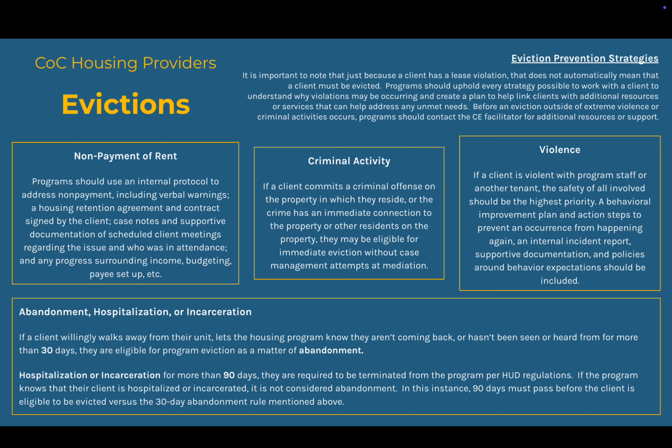If a client willingly walks away from their unit, lets the housing program know they aren't coming back, or hasn't been seen or heard from for more than 30 days, they are eligible for program eviction as a matter of abandonment. For hospitalization or incarceration of more than 90 days, they are required to be terminated from the program per HUD regulations. If the program knows that their client is hospitalized or incarcerated, it is not considered abandonment. In this instance, 90 days must pass before the client is eligible to be evicted, versus the 30-day abandonment rule mentioned above.